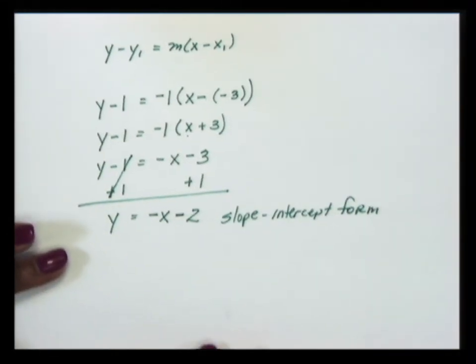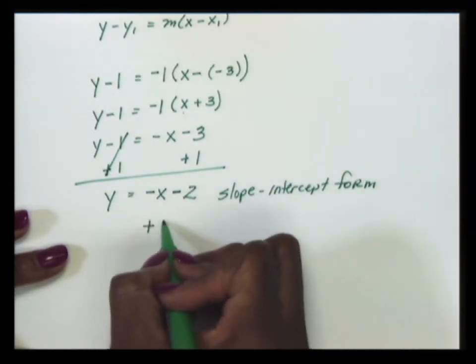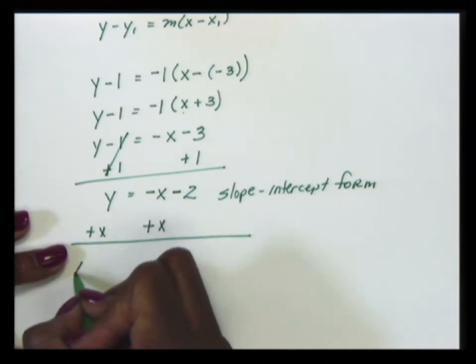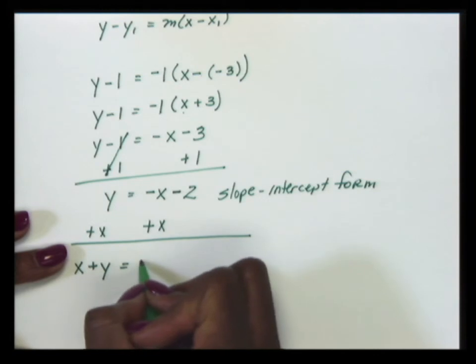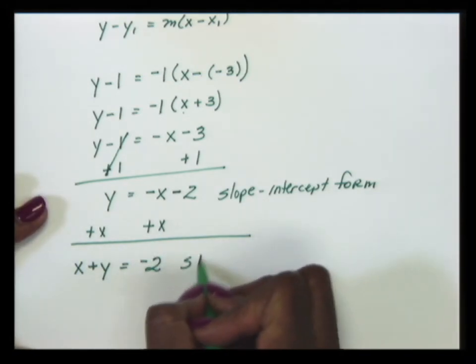If I needed to write this equation in standard form, I would have to add x to both sides of the equation. Standard form means that both the x and the y variables are on the same side of your equation. This is standard form.